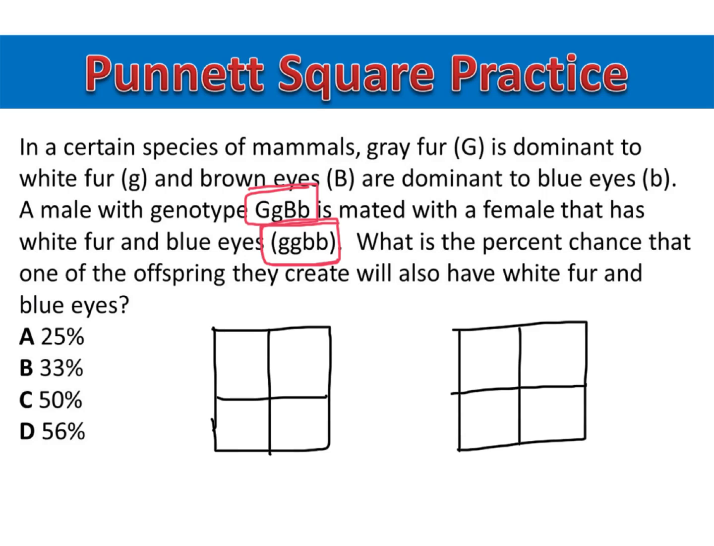So my first Punnett square is going to be about fur color. And so my first parent is a heterozygote, and my second is homozygous recessive. So now I can fill that in.